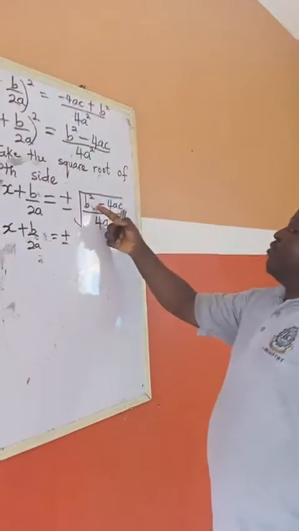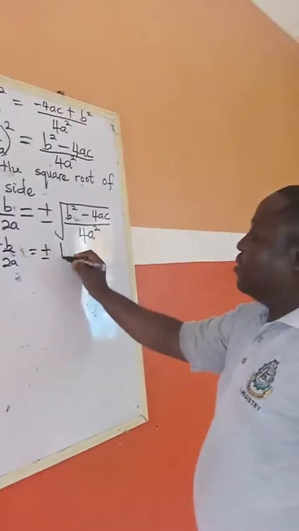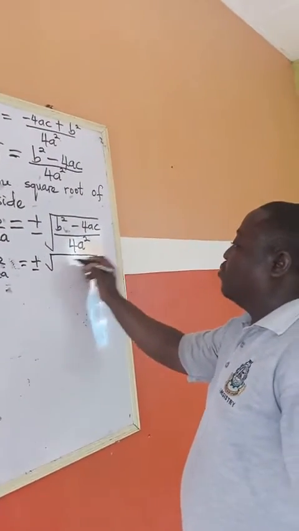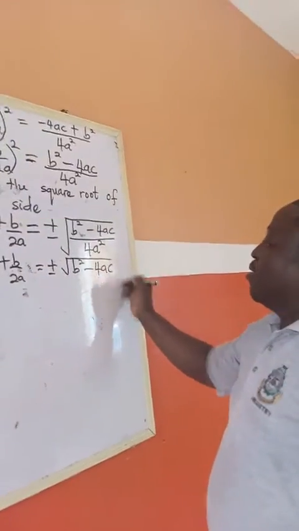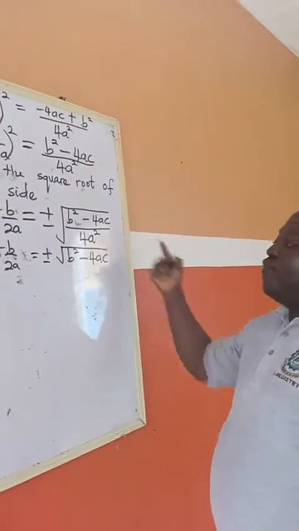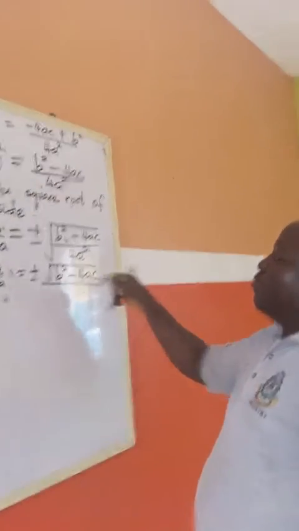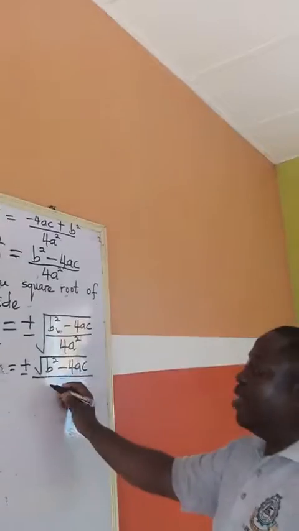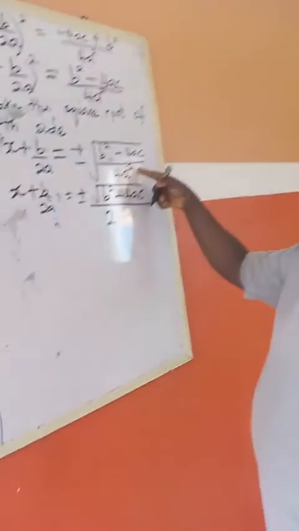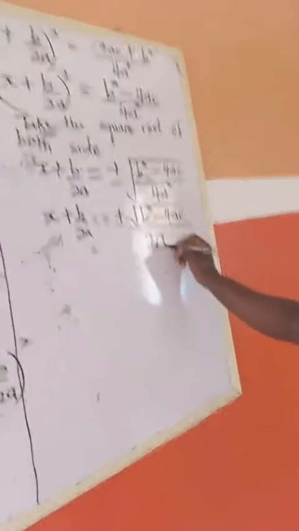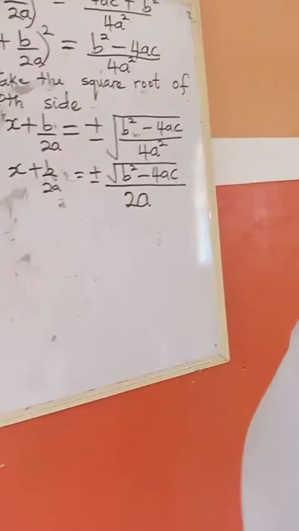Now the square root of b squared minus 4ac cannot be found. So we still write it as square root of b squared minus 4ac. But we can find the square root of 4a squared. What is the square root of 4? The square root of 4 is 2. Then what is the square root of a squared? The square root of a squared is a, because a times a will give us a squared.